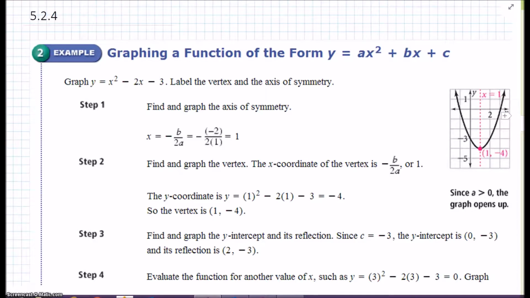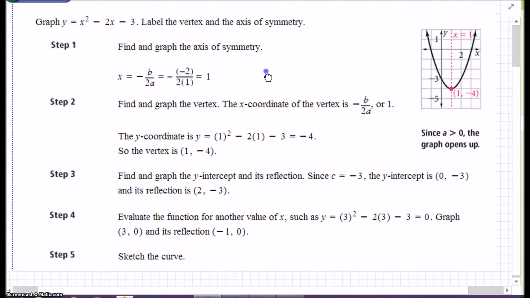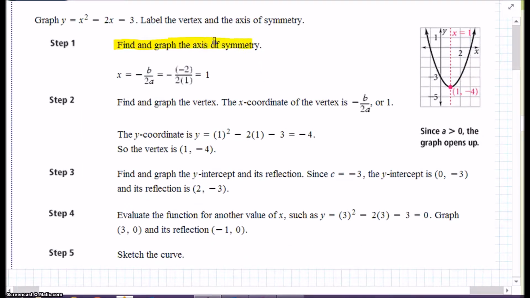So graph a function in the form of y equals ax squared plus bx plus c. All right, step 1. Find and graph the axis of symmetry. So you plug in your negative b over 2a, you get x equals 1. That is not only your axis of symmetry, but that's your x-coordinate as well. Plug that value in and solve for the y-coordinate. You get the vertex is (1, negative 4).